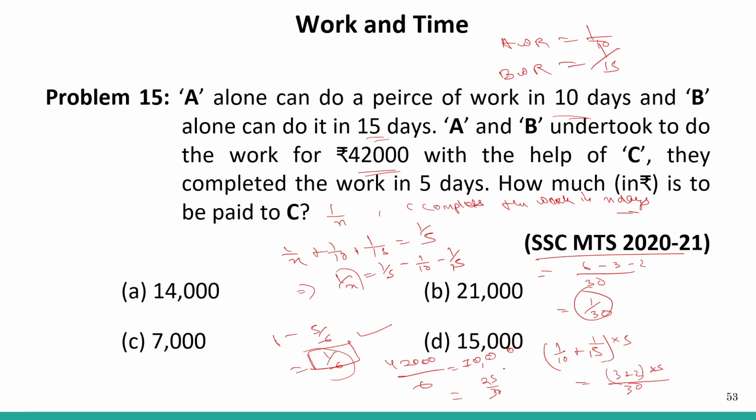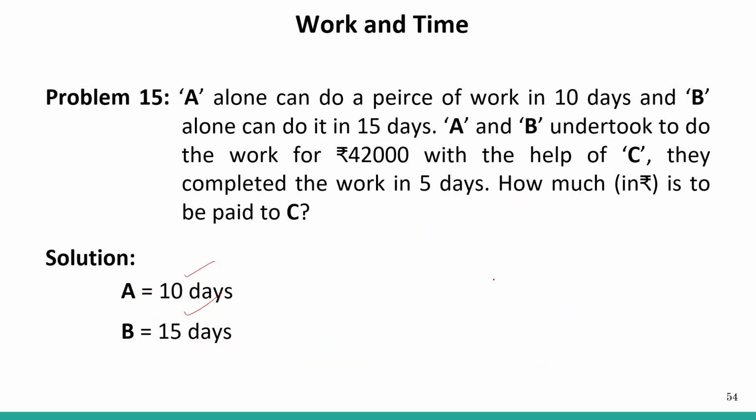So 7,000 rupees is the correct answer. 14,000, 21,000 and 15,000 are all wrong answers. Okay, so this is one method and this is another method. You can choose which one is easier for you.